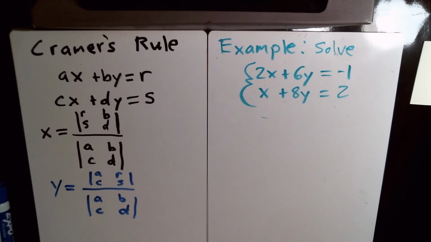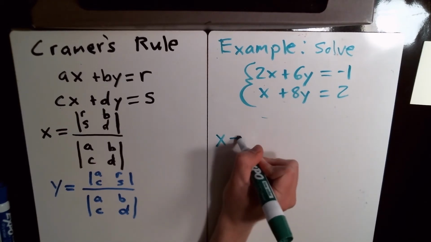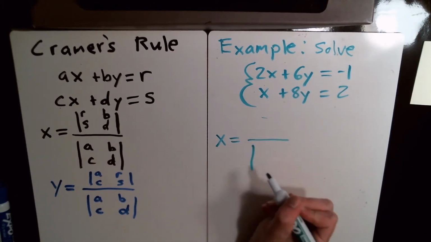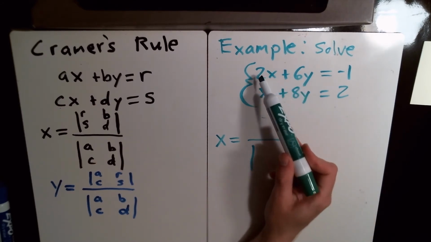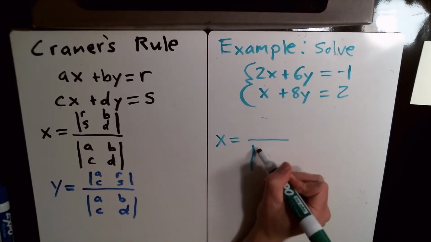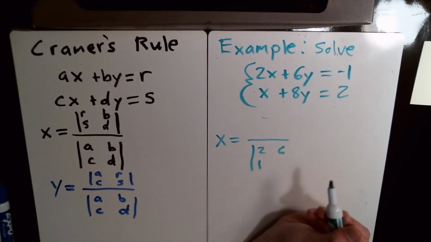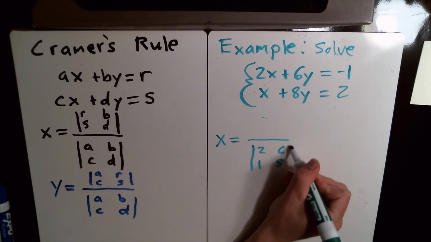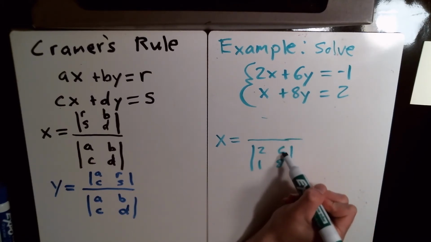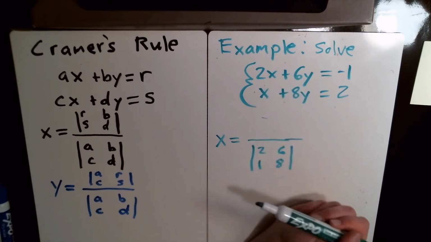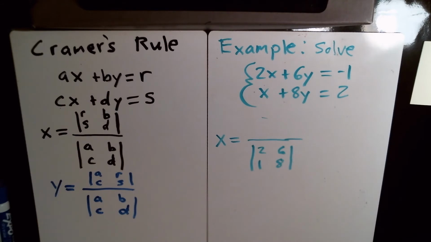And so what Cramer's rule says is to find x, the thing that goes on bottom is the determinant of the matrix of coefficients. So I just do 2, 6. The number in front of the x here is 1, and then 8. Make sure if there's minuses here that you put negative numbers in. And so that's what's on bottom.